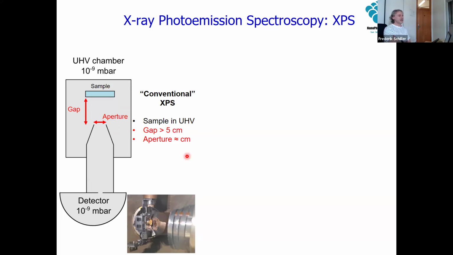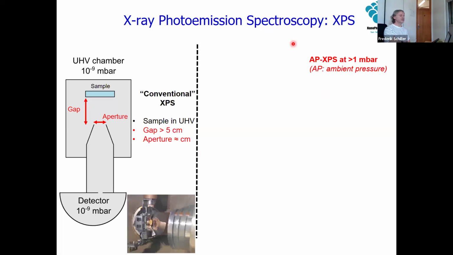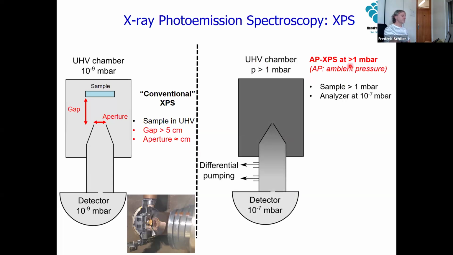If we want to study a catalyst, in a catalyst, we have to go to much higher pressure. Remember, I've said that in this Haber-Bosch process, we are working at 300 bars. So let's say we first start a lot of orders of magnitude lower, going to the millibar range, we see that we have already a lot of problems to use this technique.